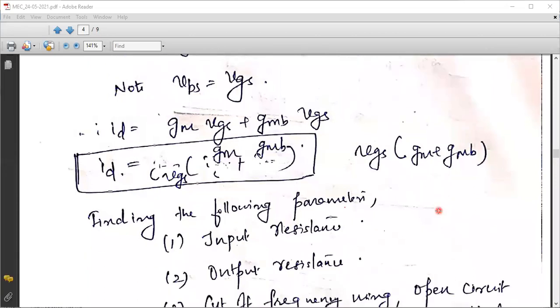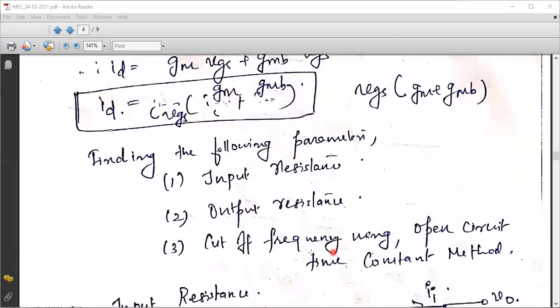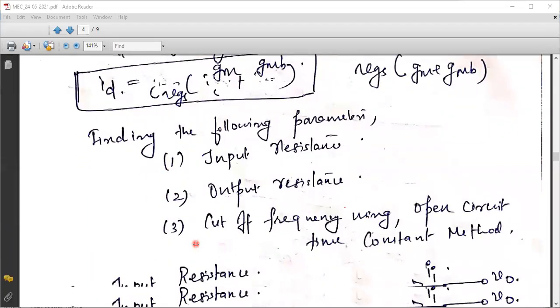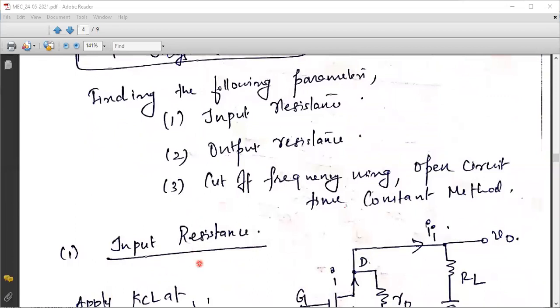Okay, now we are going to derive three parameters. Especially we are focusing on the cutoff frequency by using the open circuit time constant method. But in order to find the cutoff frequency, we need to find the input resistance and output resistance. So we are going for these two parameters initially, and then we will find the cutoff frequency. Side heading: input resistance. Understood? Because only after knowing the input resistance and output resistance can we find the cutoff frequency.